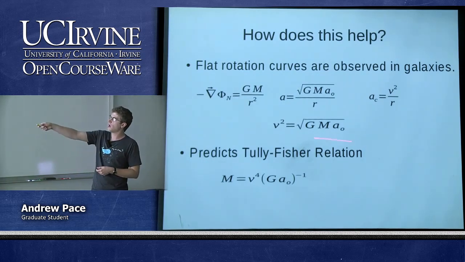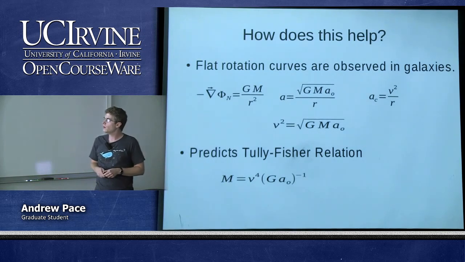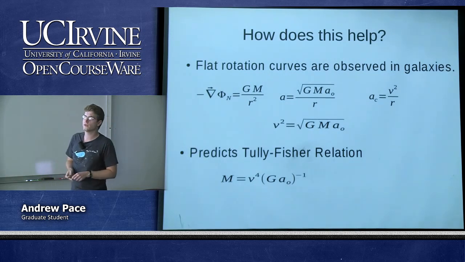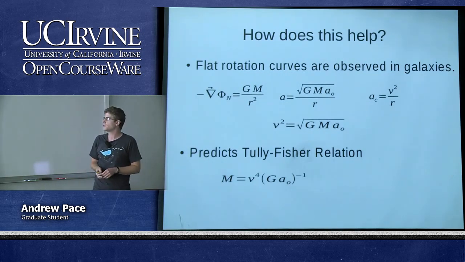And so this is just at your MOND limit at large radii. And then, as an aside, one astrophysical measurement or correlation that's been noted is called the Tully-Fisher relation.